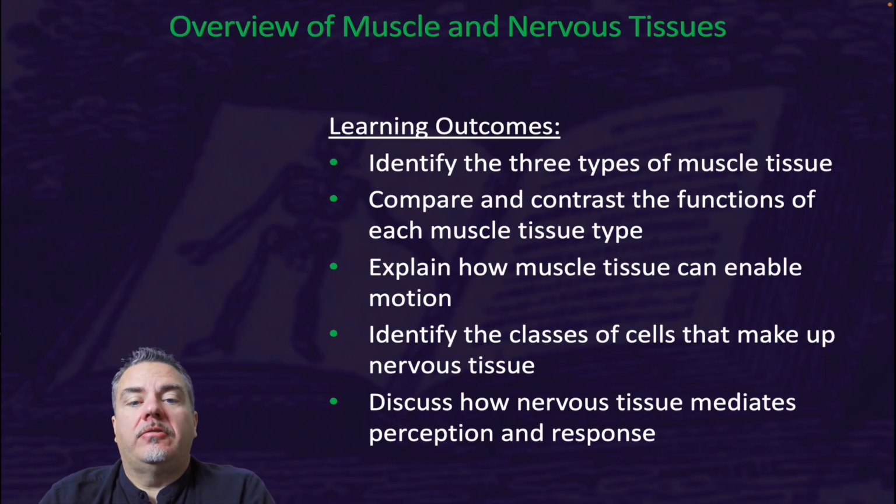By the end of this video, you should be able to identify the three types of muscle tissue, compare and contrast the functions of each muscle tissue type, explain how muscle tissue can enable motion, identify the classes of cells that make up nervous tissue, and discuss how nervous tissue mediates perception and response.